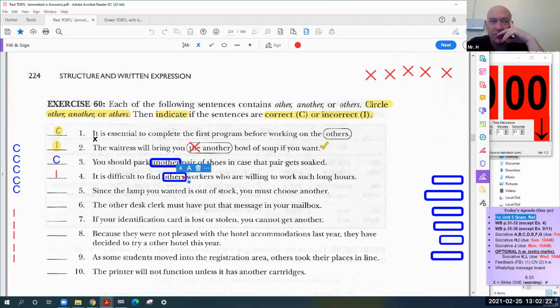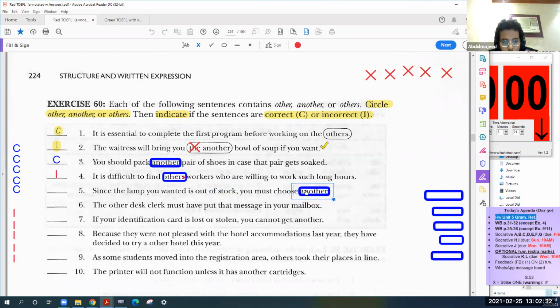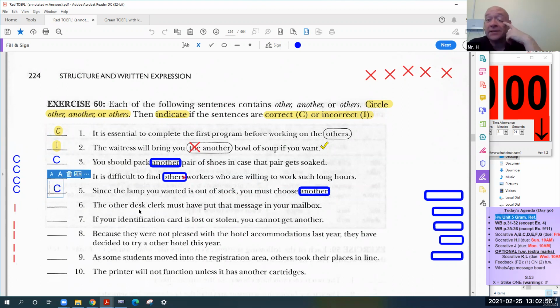Abdul Majid, how about number 5? Put the circle in the last sentence. Another. Okay. Incorrect. Why? I think another is an adjective, so we should switch it with others. You just lost marks on the TOEFL. Is it the other? No. This sentence is correct.